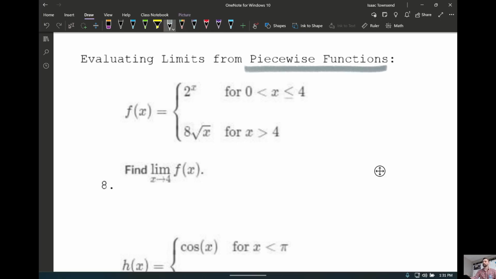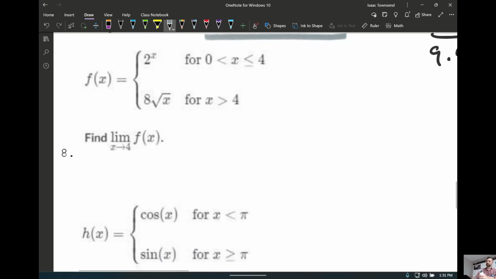Except instead of being given a graph, we have to read this piecewise function. And again, this is something you were supposed to learn in Algebra 2, but I realize that you guys don't practice it enough. This is often something that calculus students always struggle with, but there's nothing special about it. It's just that a piecewise function tells you use this function when x is bigger than 4, but use that function if x is between 0 and 4. So it tells you which one to use. You got to think about which one to use based on this.